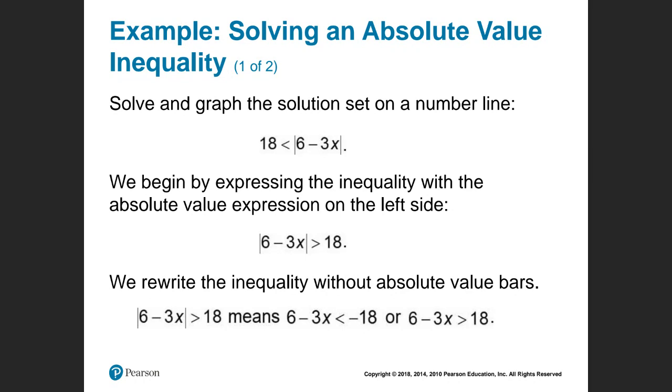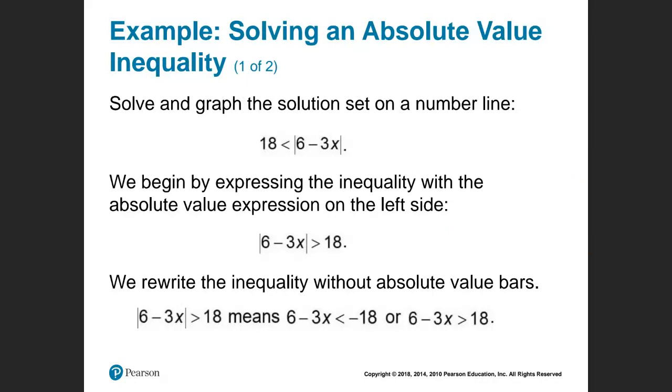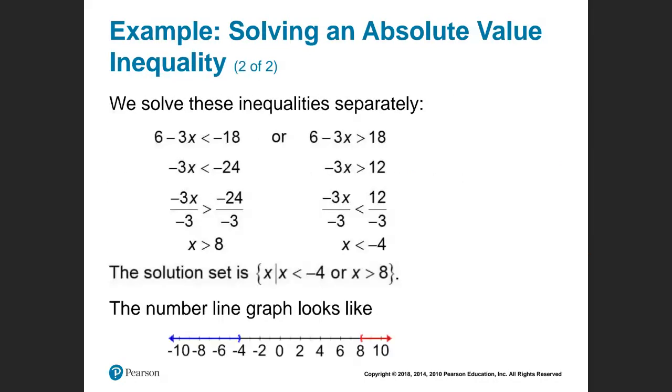So now we rewrite the inequality without absolute value bars. Absolute value quantity 6 minus 3x greater than 18 means 6 minus 3x less than negative 18 or 6 minus 3x greater than 18. Look at number 2, yeah? We use the formula number 2, so you remember that one. Now we solve this inequality separately.